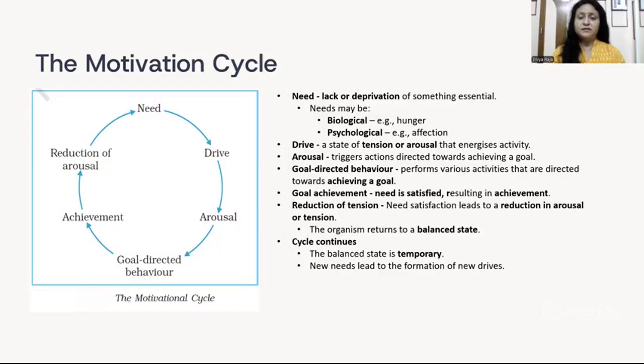We become self motivated. And goal directed behavior leads to goal achievement. So then, when I achieve my goal, my need is satisfied. This results in achievement. And because of achievement, there is a reduction in arousal or tension because we are satisfied after we achieve our goal. So the organism will return to a balanced state.